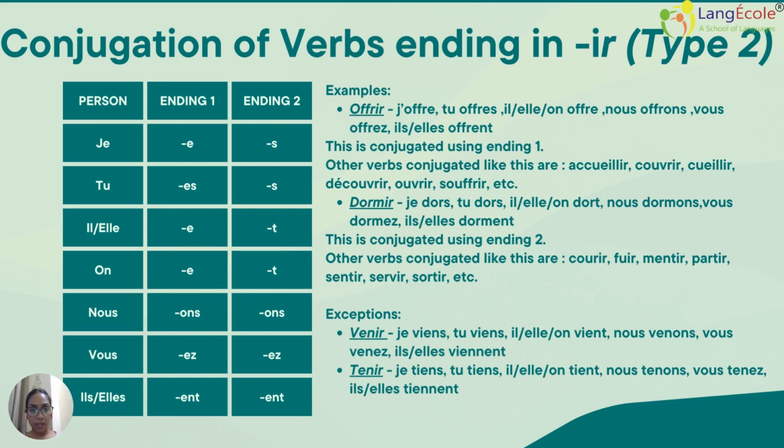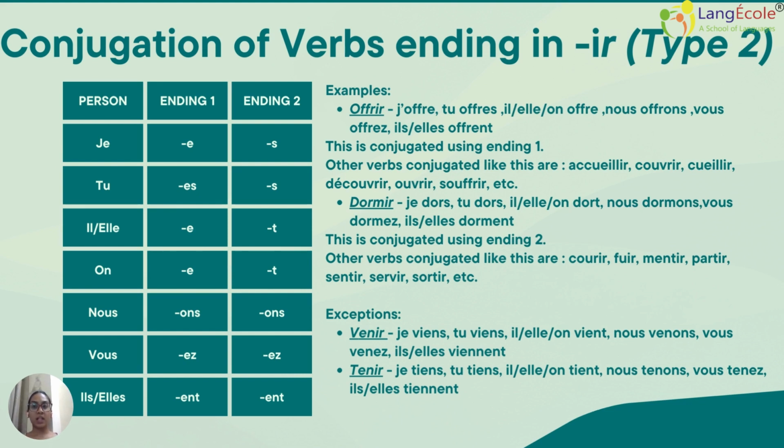And the other type of IR ending verbs are conjugated by using S, S, and T in the singular form. For example, the dormir verb is conjugated like je dors, tu dors, il dort, elle dort, nous dormons, vous dormez, and elles dorment. Some other verbs that are conjugated in a similar way are courir, fuir, monter, partir, etc.